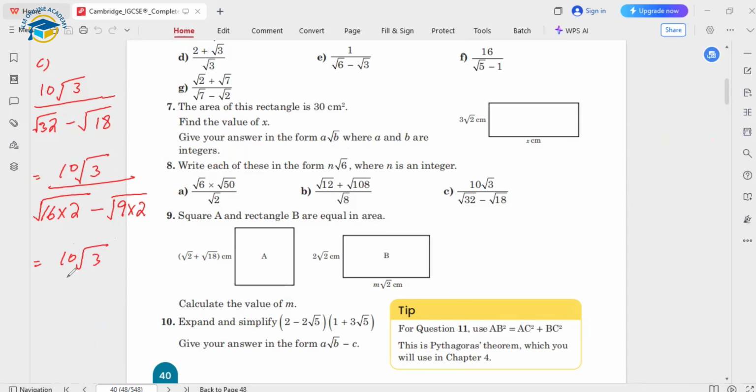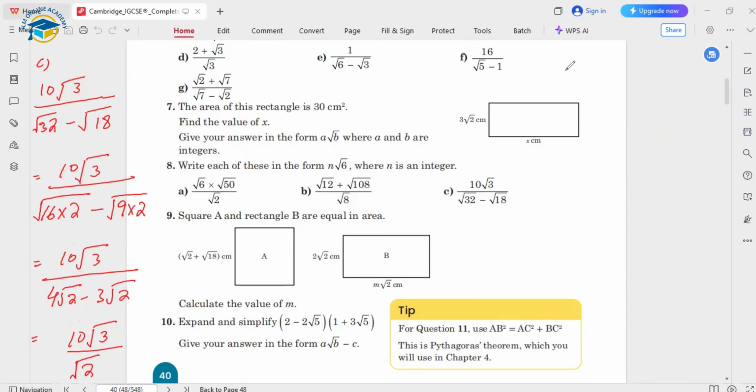This is almost similar to part number B. This will be 4 square root 2, and this will be 3 square root 2, because 9 is basically the square of 3. So let's subtract them both because we have the similar surd. If we have the similar surd, you can easily add and subtract them. So 4 negative 3, this will be 1 square root 2. No need to represent 1 here.